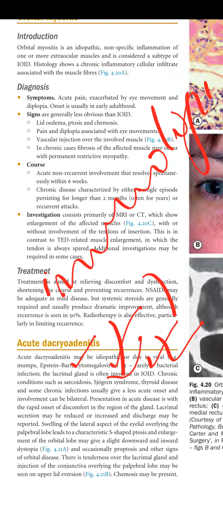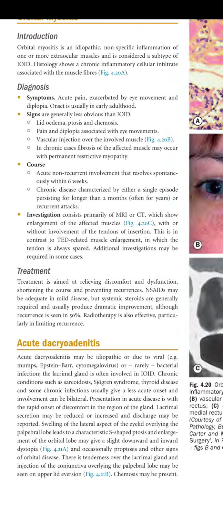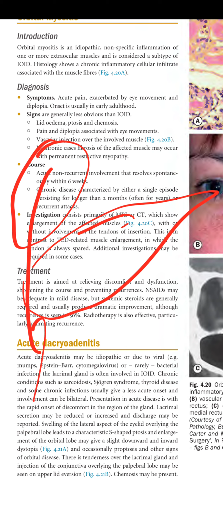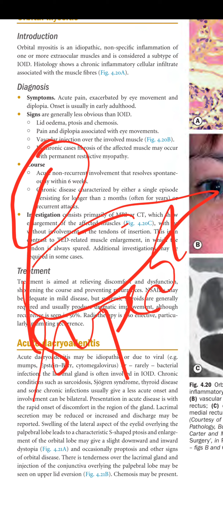Presentation in acute disease is with rapid onset of discomfort in the region of the gland. So where is the gland located? It is present in the supralateral part of the orbit, and if it is inflamed, it can cause eyelid swelling, and it can also cause dystopia, which is usually infranasal, because if the gland is present in the supratemporal part, it will cause the proptosis in the infranasal part.